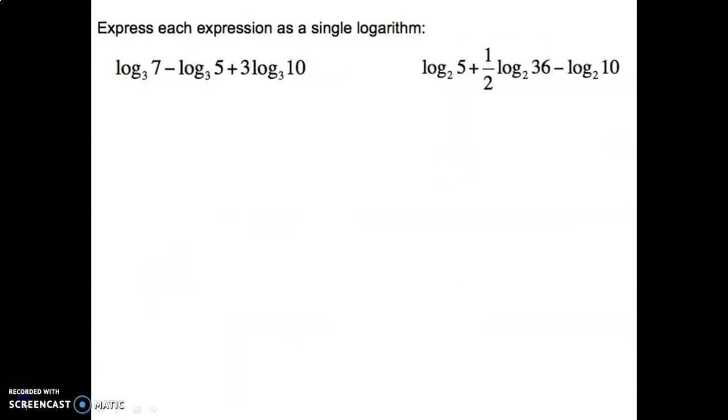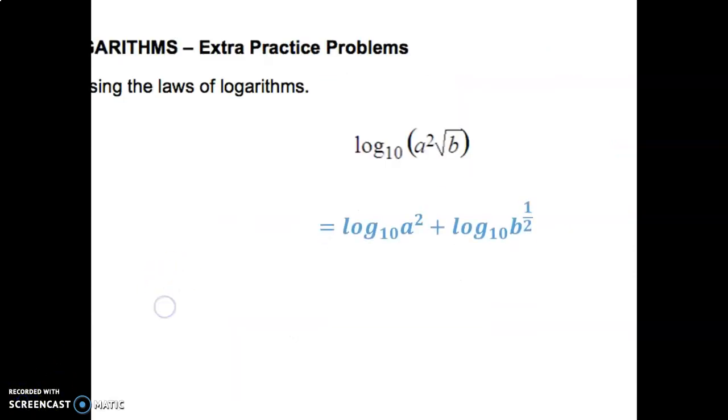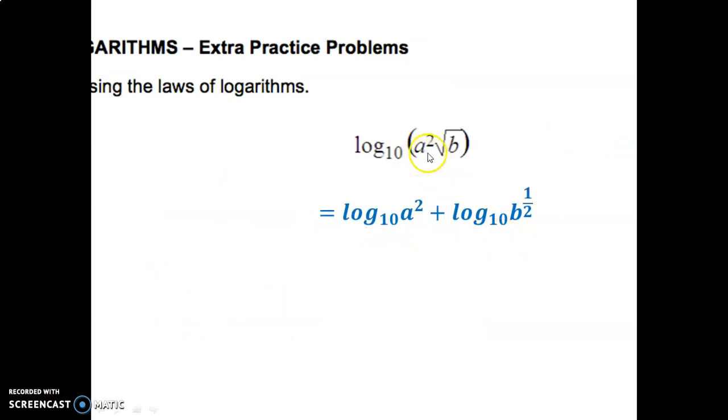And look at this one. We can split it into two logs. We have a product here, so sum of the log with a squared and the log with b to the half, because the root is a half power. And then that half, that exponent, can drop to the front, as with the 2. So I've done everything I can to expand those fully.